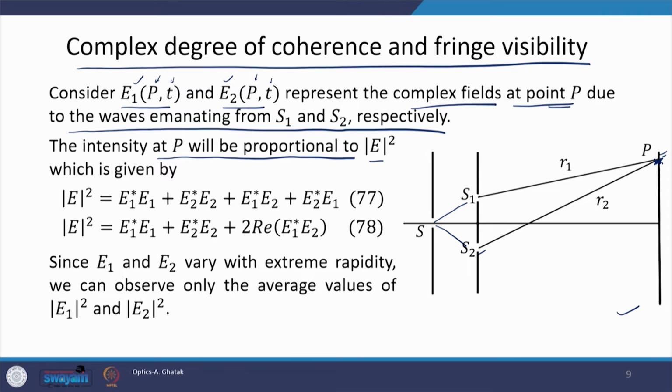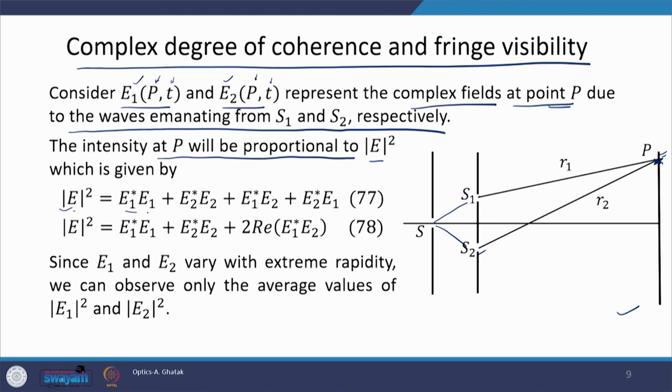How to calculate superposition? E would be E1 plus E2, and then we take the complex conjugate of E, and multiply E with the complex conjugate of E, and this will give the intensity at the point of observation P. This is exactly what is done here, and we get equation number 77. And this can also be written in this modified form, which is equation number 78.